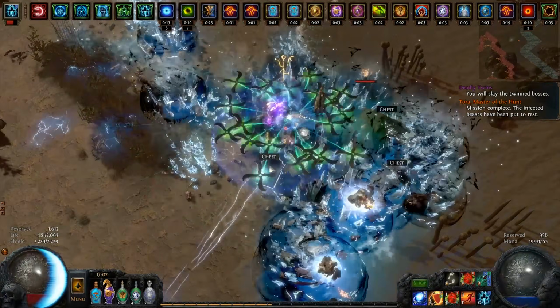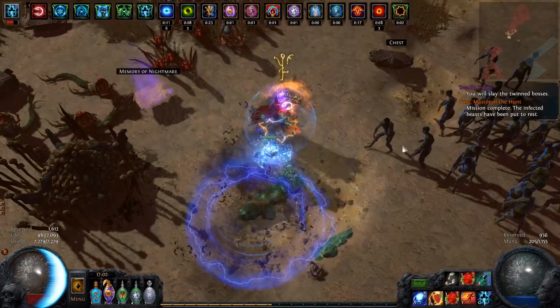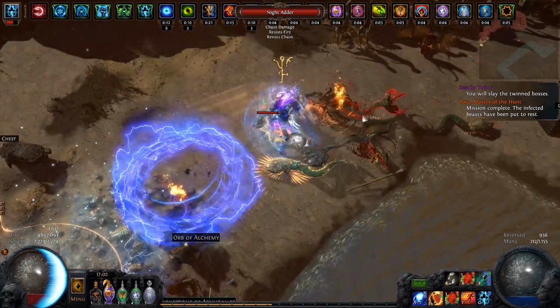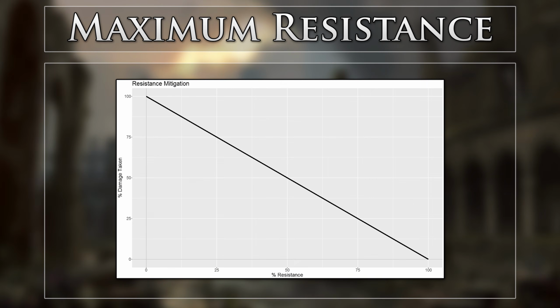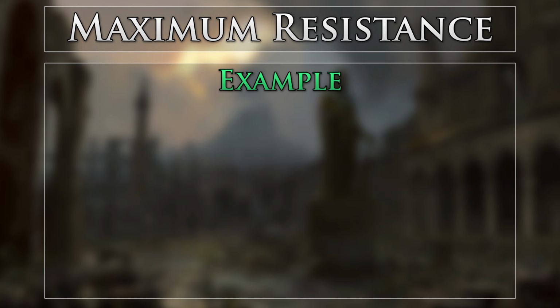As mentioned previously, you will have a default 75% cap on your resistances. However, it can be increased to much higher percentages with the correct investments. If we take a look at the graph of resistance damage mitigation, we can see that we only gain linear reduction per point investment. But if we take a closer look, we can see that each point invested is actually more valuable than the last point, with each point becoming more effective than the last. Let us take a look at an example here.